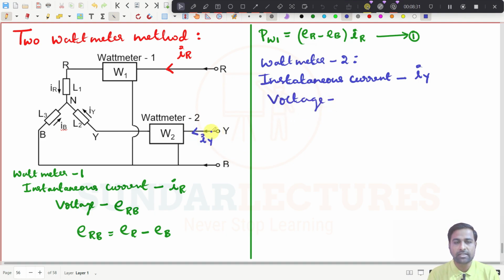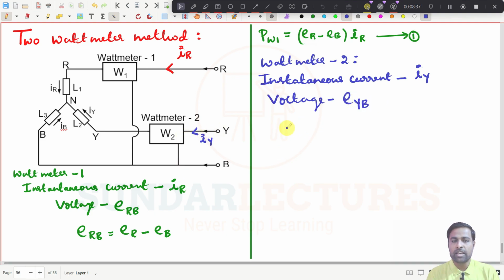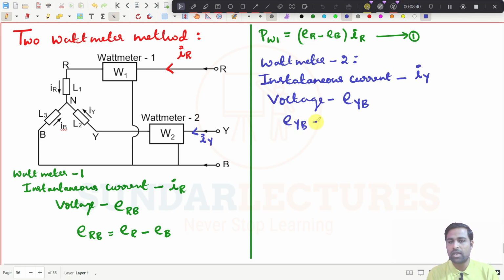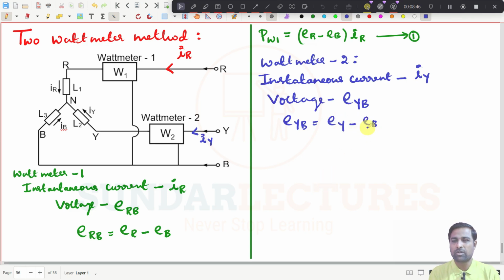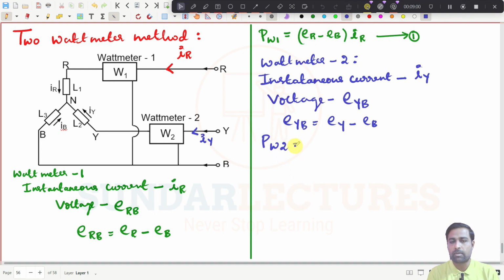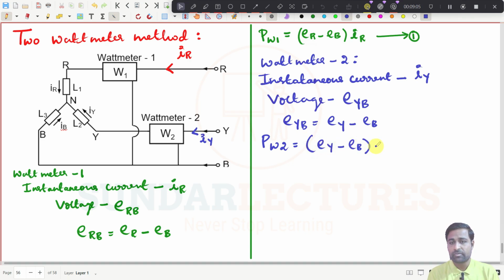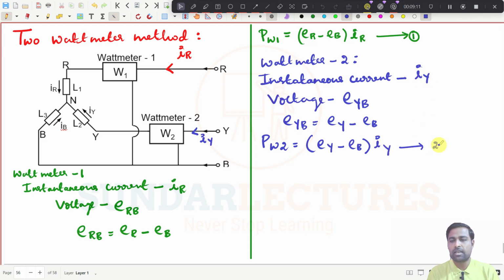See here, it is connected between Y and B, right? So EYB, and EYB is equal to EY minus EB. I am not going to explain why, since I have said it many times. If it is EYB, it will be EY minus EB. So the power in wattmeter number 2, PW2, is equal to EY minus EB into IY, right? So this is equation number 2.